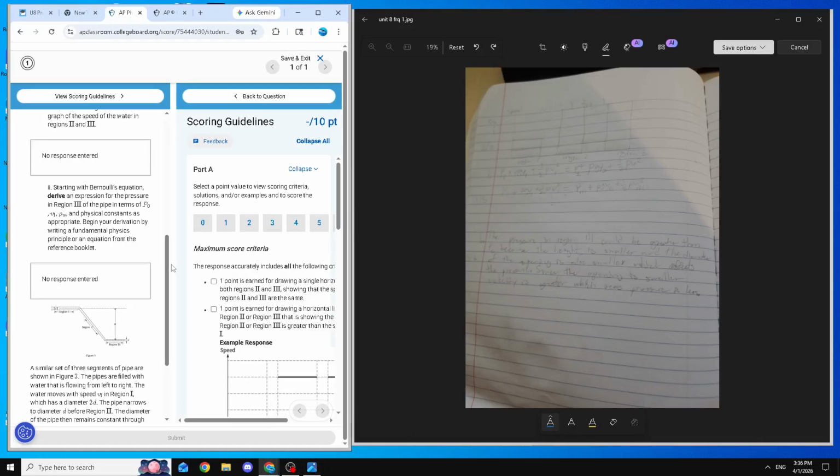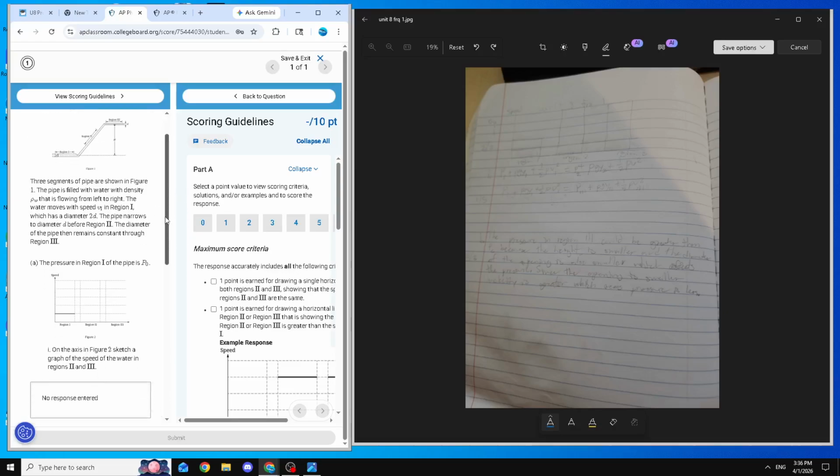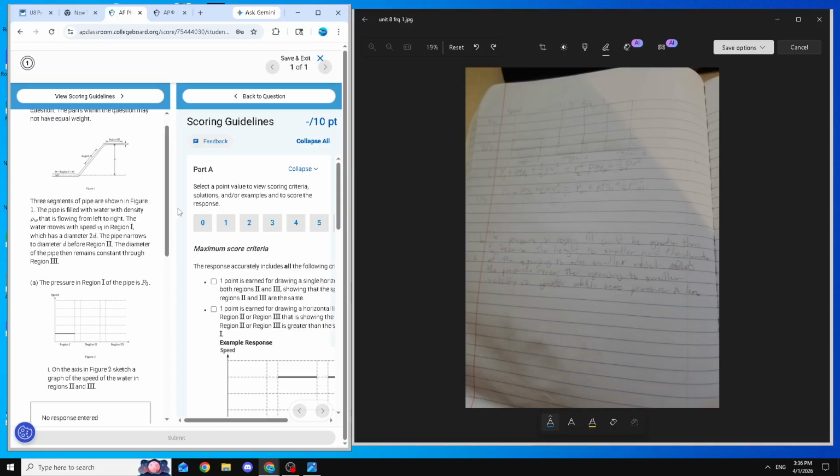This is Unit 8 Mastery Project FRQ1. Part A is asking us, on an axis and figure, to sketch a graph of the speed of the water in regions 2 and 3.